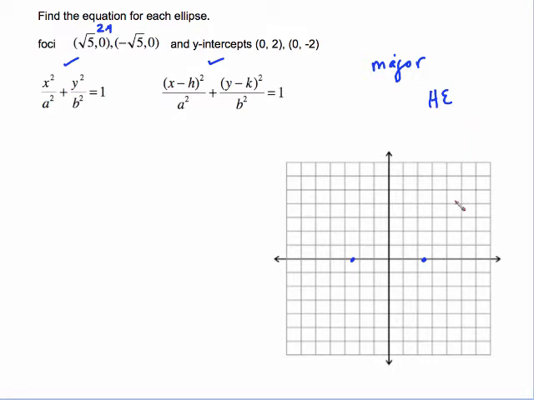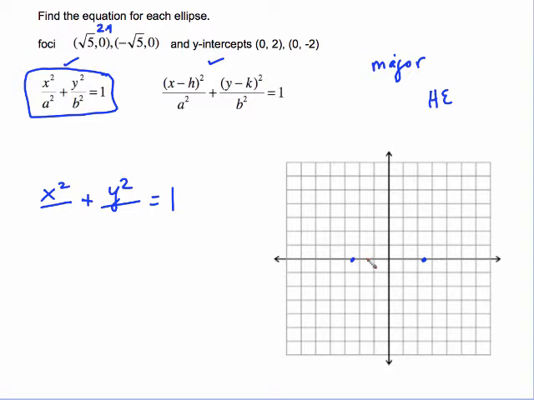The other is your foci are equidistant away from the center. That means your center must be 0, 0. So I get to use this formula, which makes my work just a teeny bit easier. So I know already it's just plain old x squared plus plain old y squared equals 1. What I have to come up with is the a and the b value.